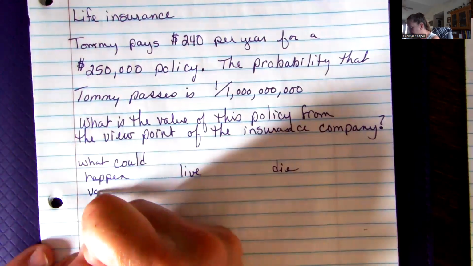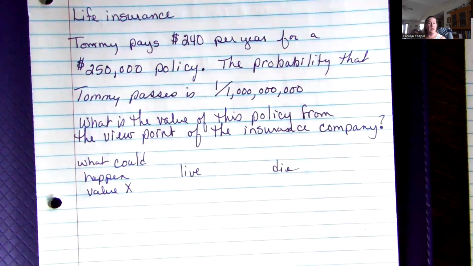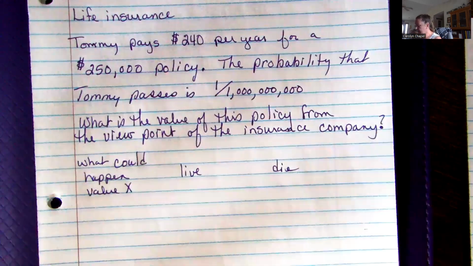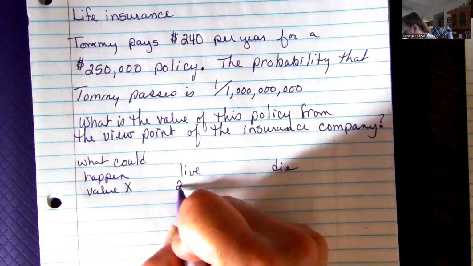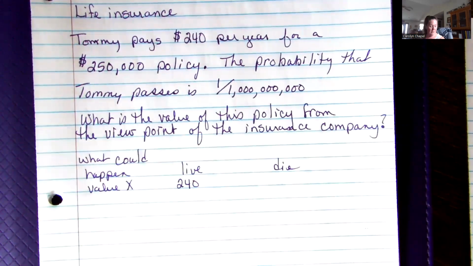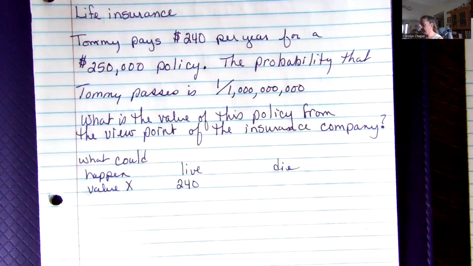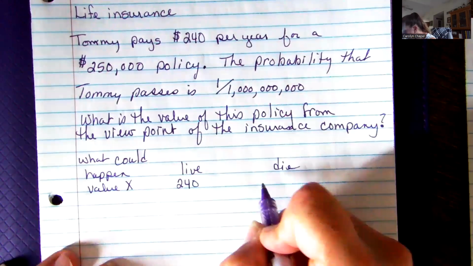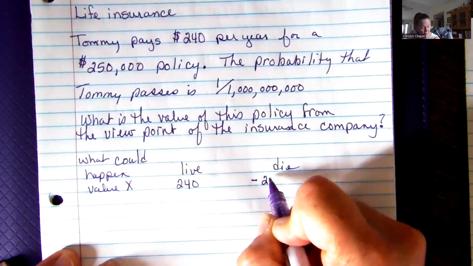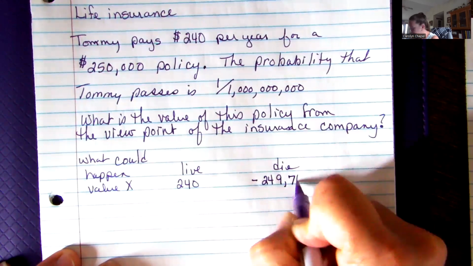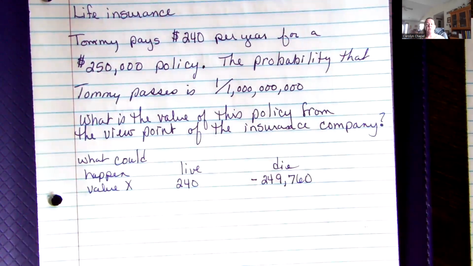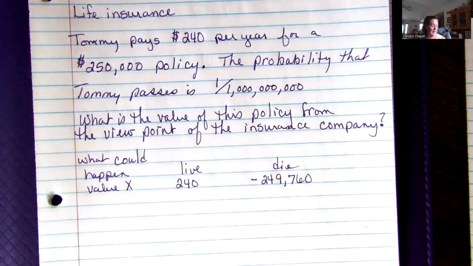Okay. Now we want to kind of know from the aspect of the insurance company, what is the value? So what is that value, which we'll call X, of him living? Well, if he lives, they get to keep that $240 piece and nothing's paid out. So they're making that $240 for that year. If he passes, they have to pay out this $250,000, but they got the 240. So if he passes, that means we're down to 249,760. Okay, that's basically the difference between the policy premium and how much they had to pay out.